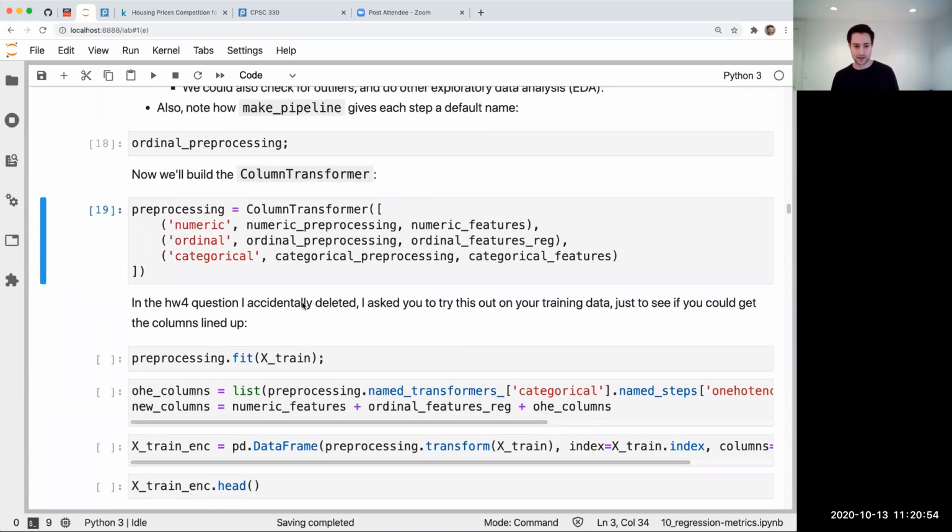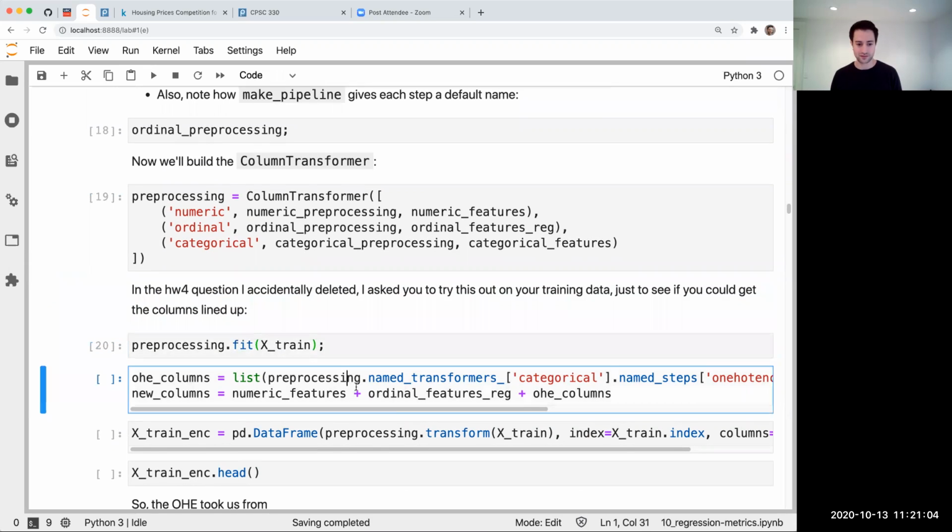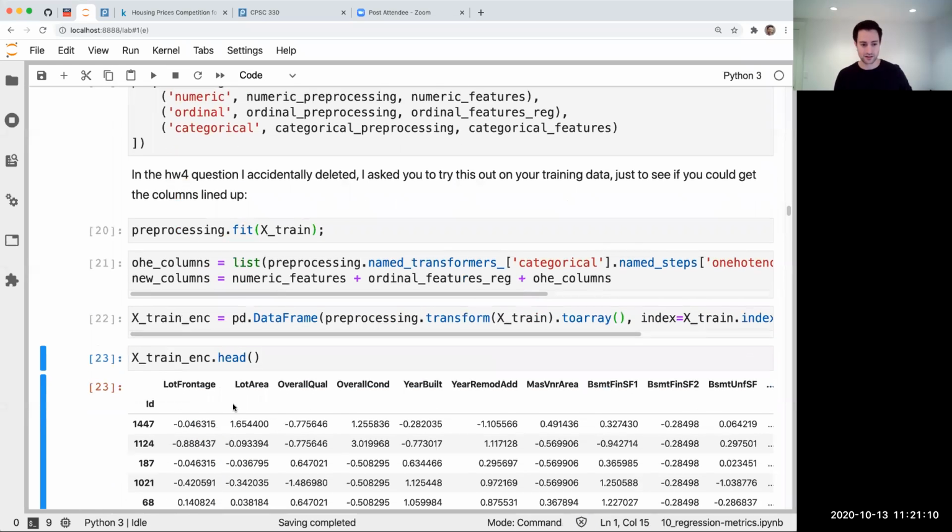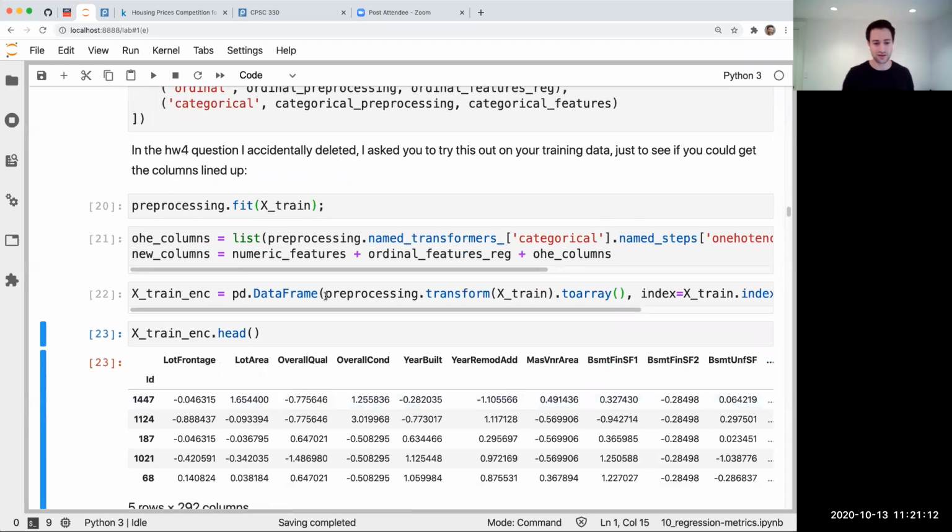Right. And then, yeah, you may have noticed on Piazza, I accidentally deleted a question in the previous homework that you've already turned in. But this was basically what it was. It was just asking you to print out the transformed columns. Okay, so here's the transformed training set, just so we can see what it looks like.